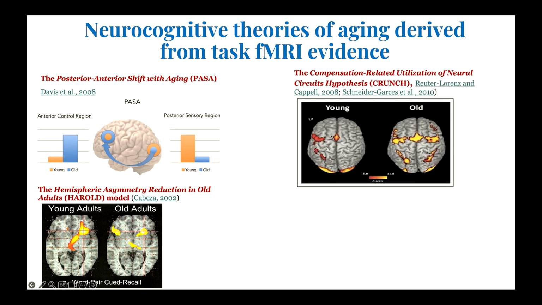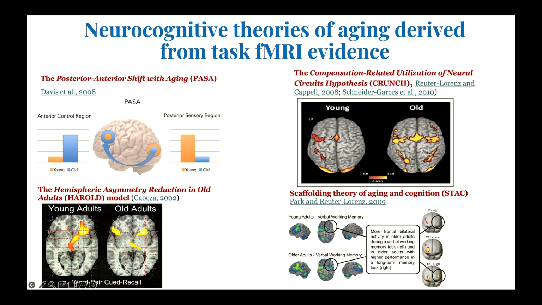If we go further, there are theories which talk about these compensation phenomena, called CRUNCH theory, which stands for compensation-related utilization of neural circuits. That means if there is a specific task in which younger individuals are able to use only their left or right hemisphere to carry it out reliably, older individuals always needed essentially bihemispheric activations to carry out the same task.